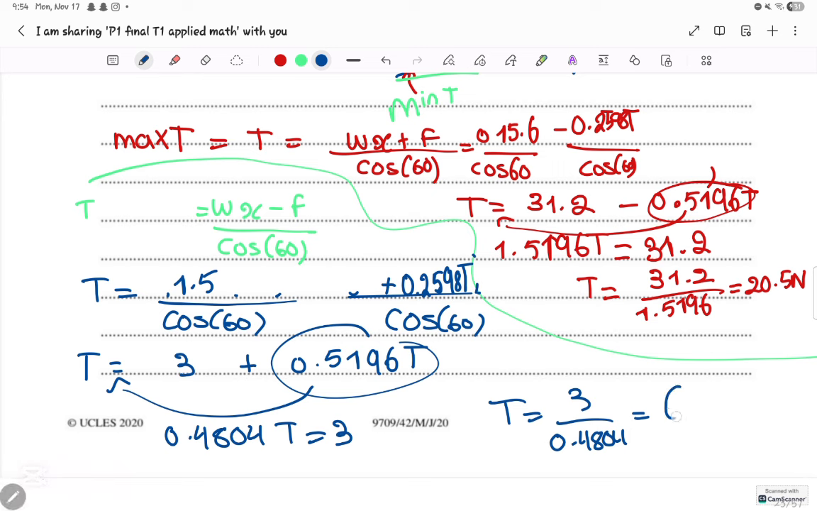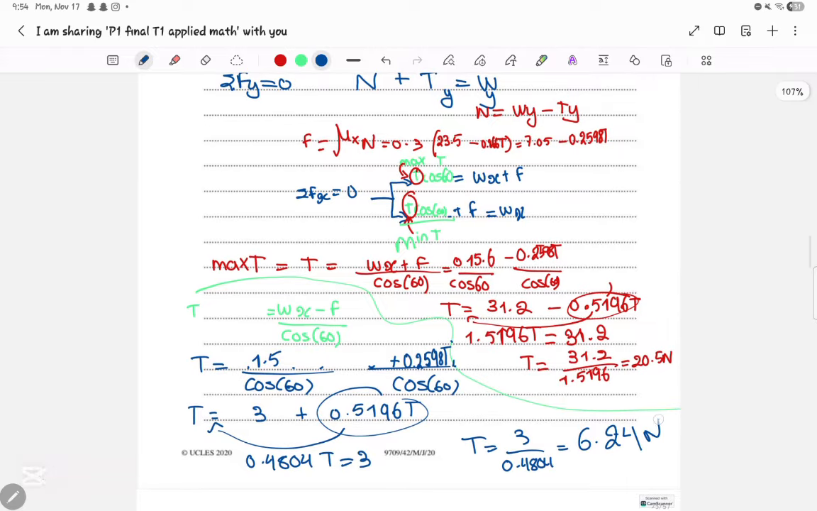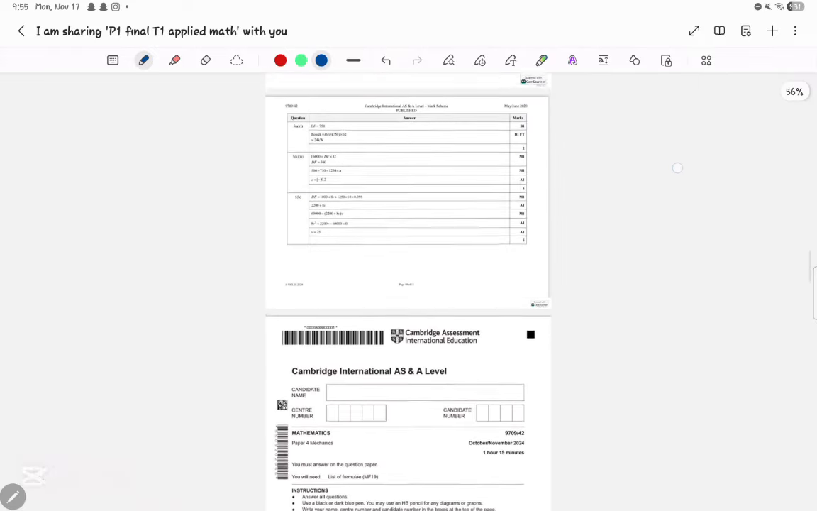6.26. Honestly, for me, I got it to be 6.24, so I'm going to use it as 6.24 newtons. So that's it for question number 4. We'll move on to question number 5.